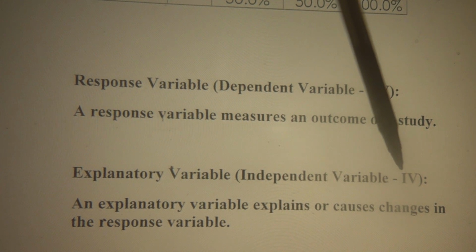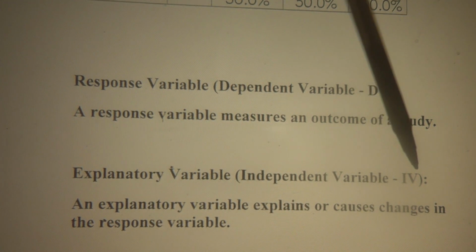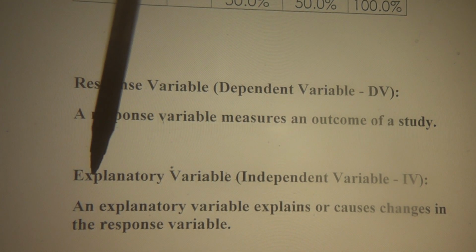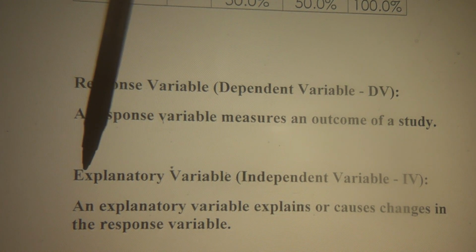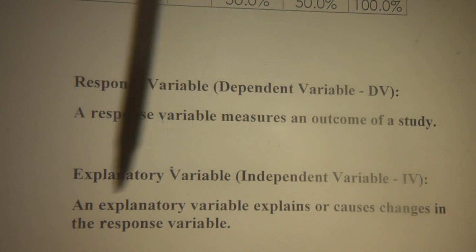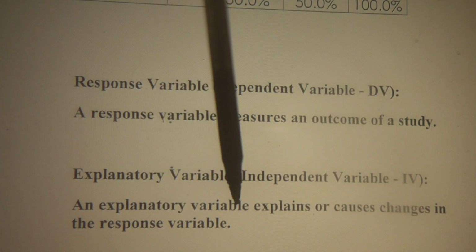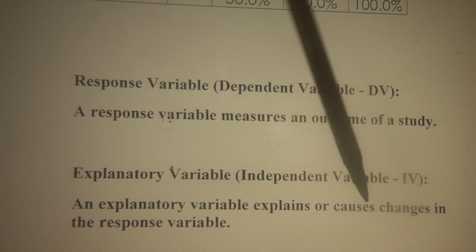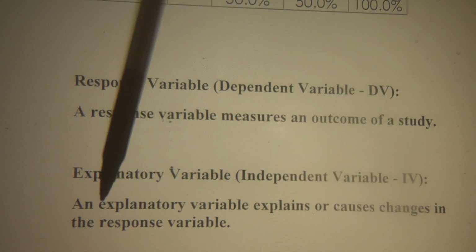An explanatory variable, which is called independent variable in your textbook, has the abbreviation IV. And how do we define an explanatory variable? An independent variable explains or causes change in the response variable.